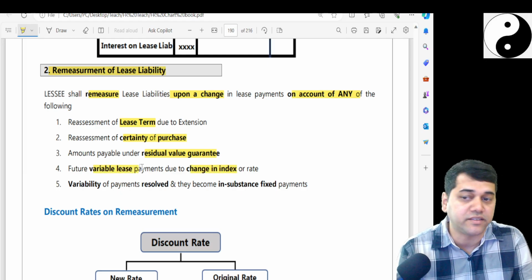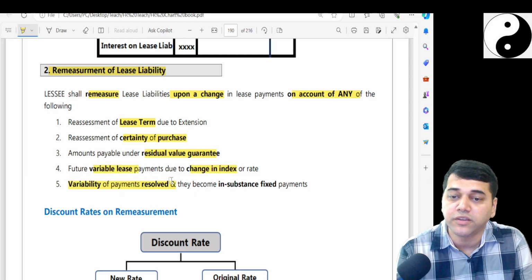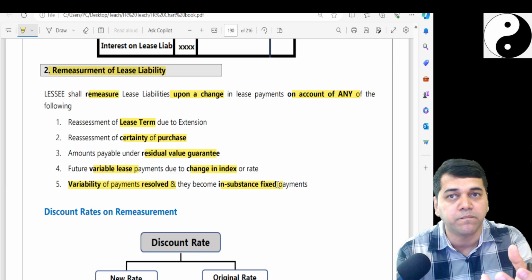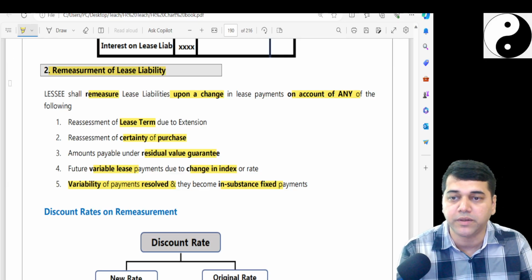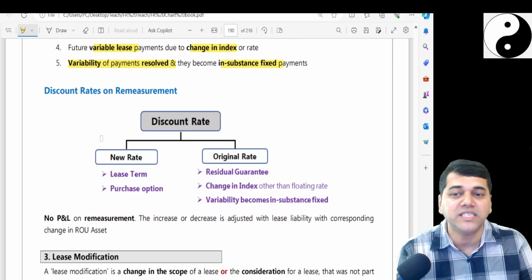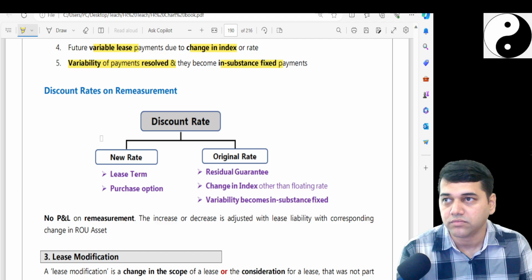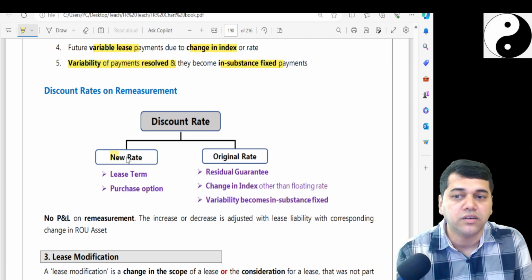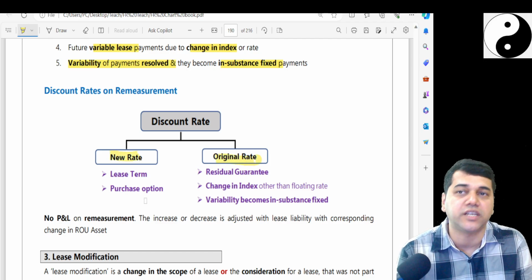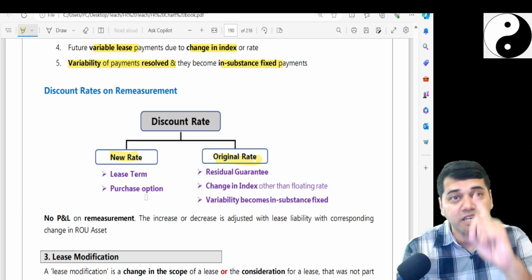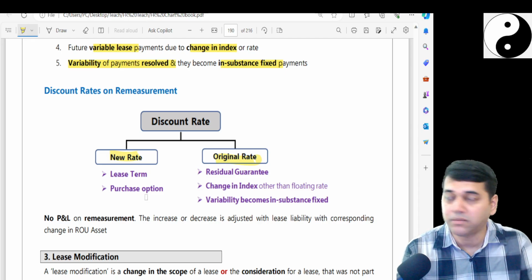Variability is there, the index is going to change. Variability of the payment is resolved and it has become in-substance fixed payment. Something had variability and it has become in-substance fixed payment. Now, if there are changes, then I have to remeasure the liability. If I have to remeasure, should I take the new rate or the original rate? That is the question. You remember in Ind AS 109, sometimes you used the original EIR, sometimes you used the new rate.